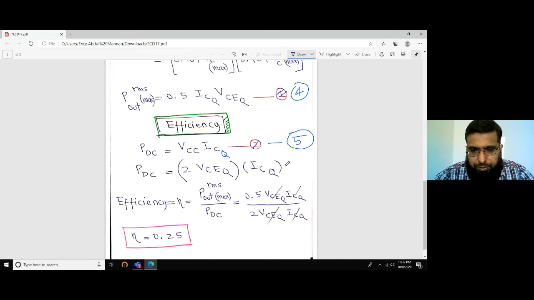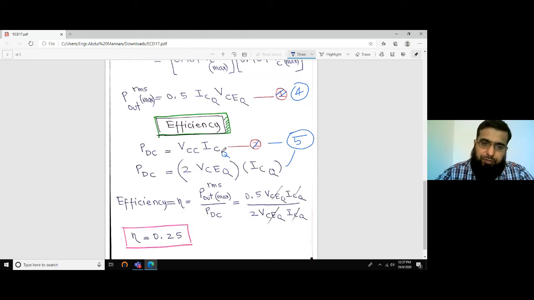This is equation number 5. So we are all set. What we'll do is we are going to divide equation number 4 by equation number 5. That will give us the efficiency: the max output power that we can supply to the load divided by the input power that we are drawing from the power supply.